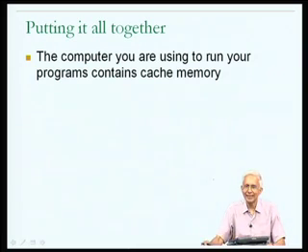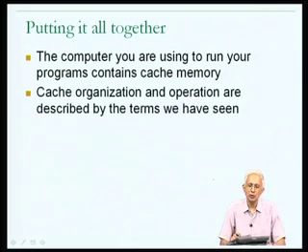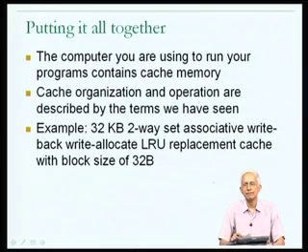Further, we understand that the kinds of decisions which are made by the hardware within the cache memory are described by the answers that we saw for the 4 Q questions. And the cache organization and operation are described by the terms that we have seen. Therefore, if you are suddenly told that your program is running on a computer which has, let us say, a 32 kilobyte two-way set associative write back, write allocate, LRU replacement cache with block size of 32 bytes, you realize that you've actually gotten answers to all of the questions that we had raised in the 4 Qs in this brief description.